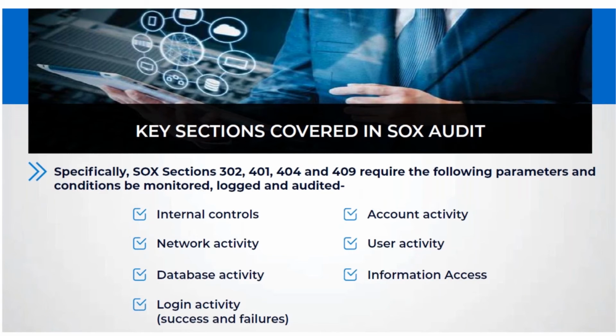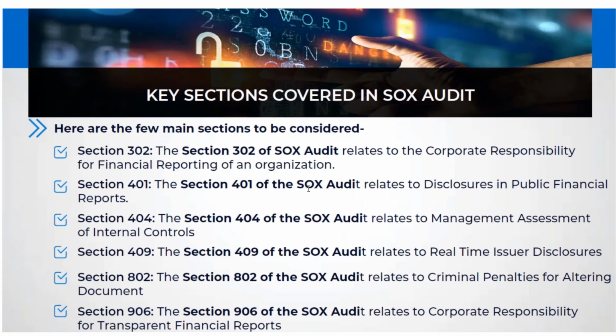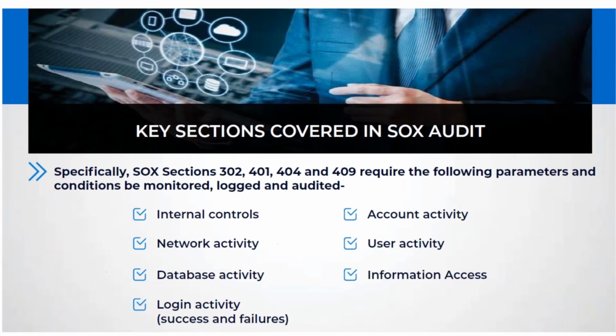Now look at the way it is worded over here, right? So corporate responsibility reporting, disclosures of financial public financial reports, management assessment of internal controls, real-time disclosures. But the controls under it are mostly from the IT perspective. So there is internal controls from IT, asset management, there is account activity management, network activity, user activity, database activity, information access, login activity, more from the monitoring and the reporting perspectives is also covered. So it is not just about the money statements, financial statements and MISs. It's also about how IT is managed in our organization, that is covered.